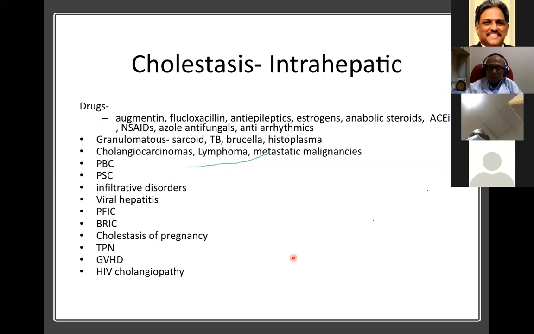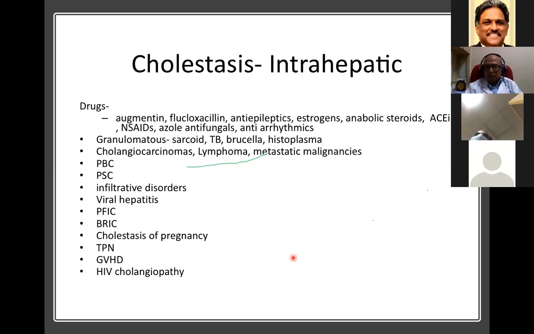So the list is pretty large. The important thing is to take a drug history and eliminate any of these if you come across them, so that the recovery can be faster. Then there are the granulomatous infections. We see a lot of TB in India. We see sarcoid; brucella and histoplasma are rare, but still need to be thought about if there is a febrile illness or if there are any other clues.